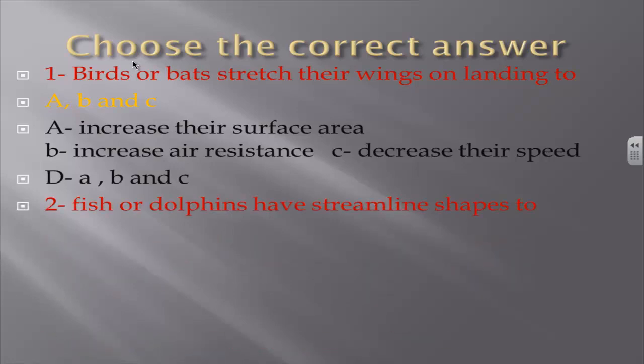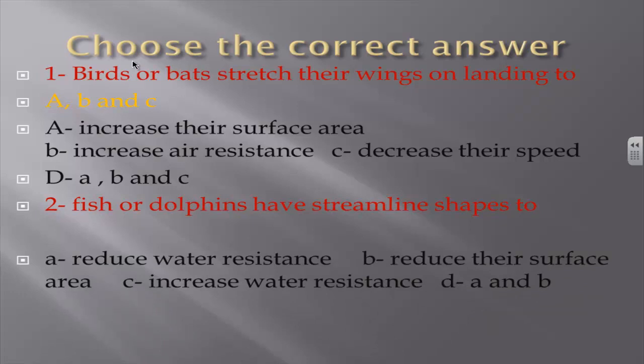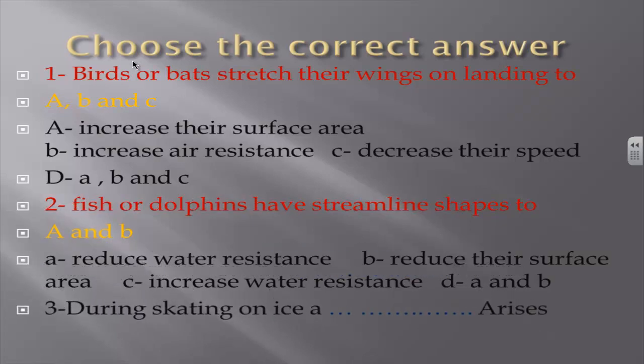Question number two: fish or dolphins have streamline shapes. It's the opposite of the first question. Why do fish or dolphins have streamline shapes? A, to reduce water resistance, B, reduce surface area, C, increase water resistance, or D, A and B. To reduce water resistance? Yes. To reduce surface area? Yes. To increase water resistance? No. So the answer is A and B. Fish or dolphins have a streamline shape to decrease water resistance, so increase speed.